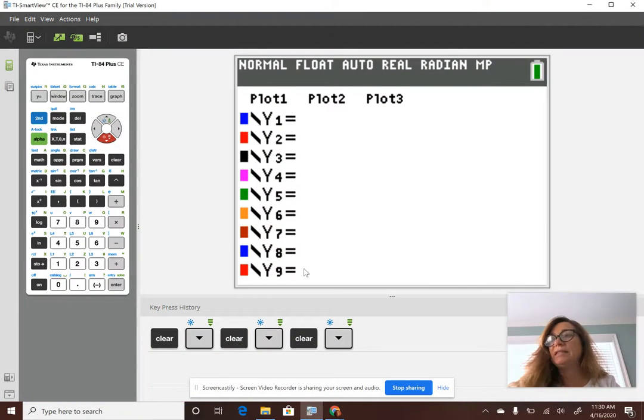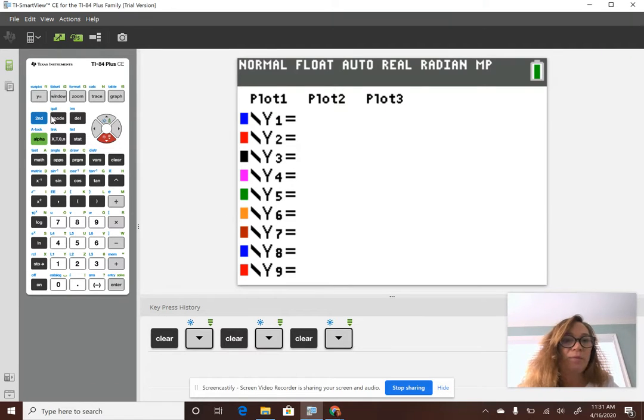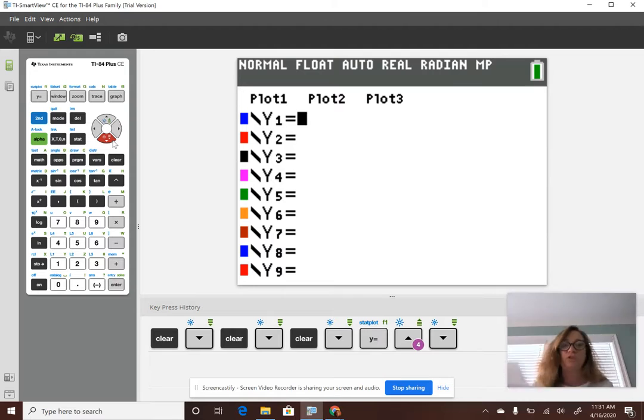Hi guys. Just in case you need a little help doing page 6, I'm going to talk you through it. So the first thing I would personally do is type the equation into my graphing calculator.